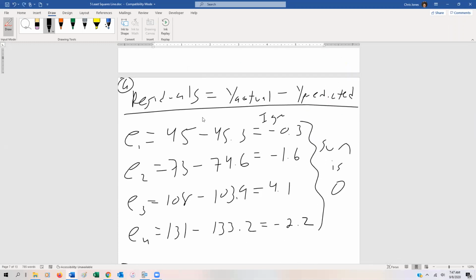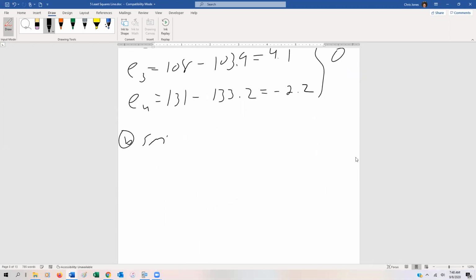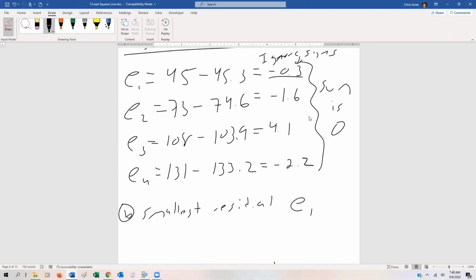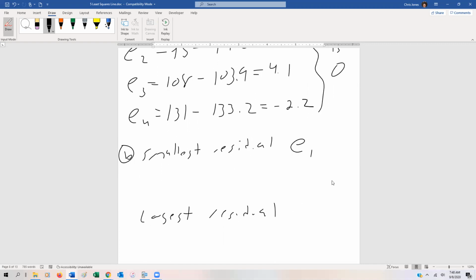So we're going to ignore the signs here, and we're just going to go through and figure out which is the smallest and the largest. And this is clearly going to be the smallest. Okay, so the smallest residual is E1. The largest residual is going to be E3. Okay, and again, we don't care about the sign. All right, if it was truly smallest with the sign, it would be negative 2.2, but we don't care about the sign, so it's going to be E3.